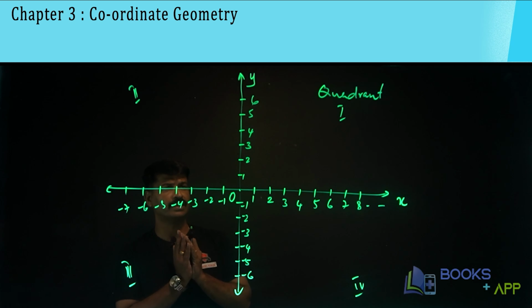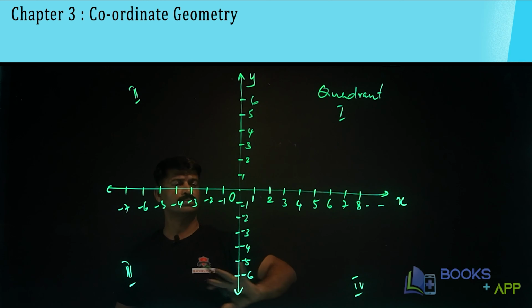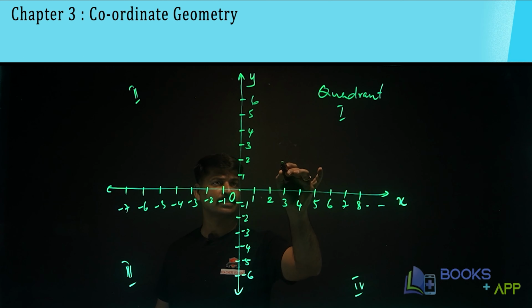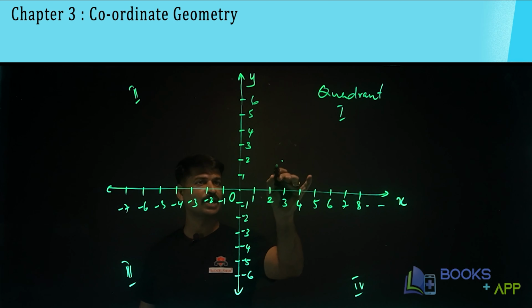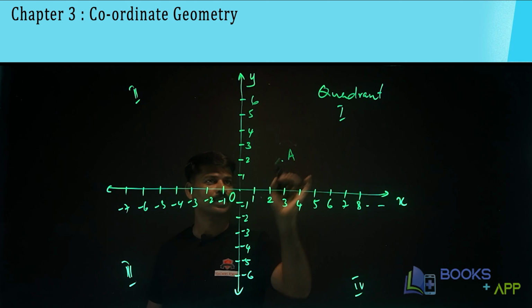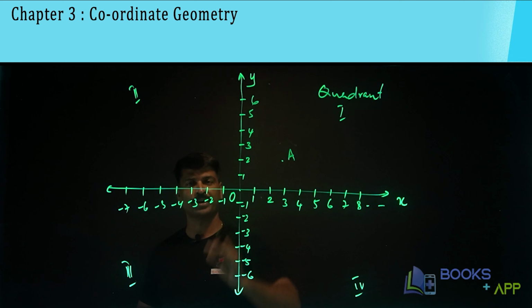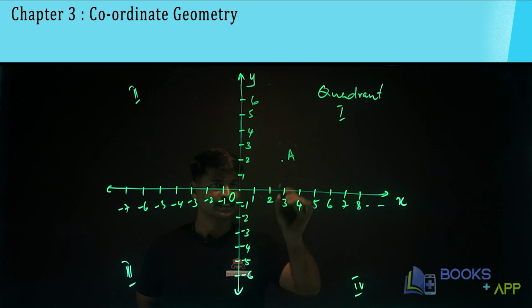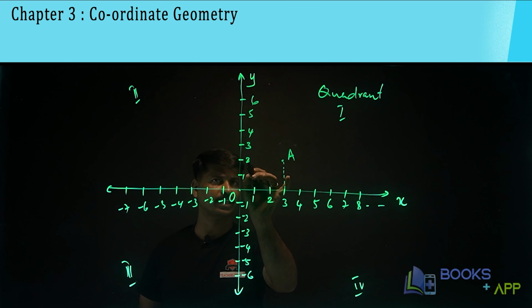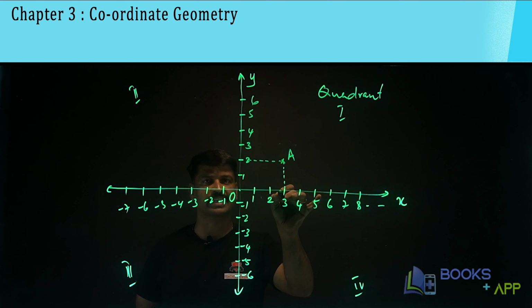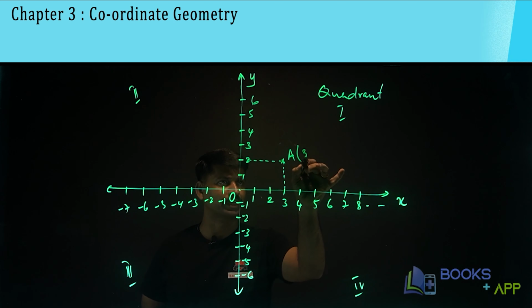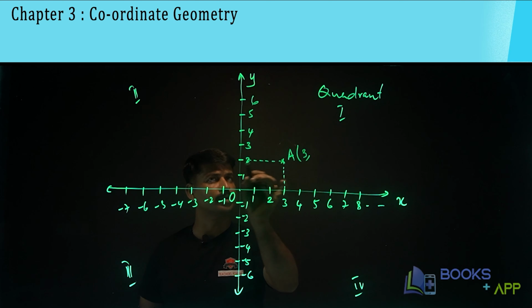Now consider a bee that is flying over this plane, and let it sit at this point. Now the bee is at the point A. How can you tell the position of the bee at the point A? We say that the position of the bee at A is (3, 2). From the point, you draw a line perpendicular to the x-axis that will meet at the point 3. Similarly, from the point, you draw a line perpendicular to the y-axis that is at the point 2.